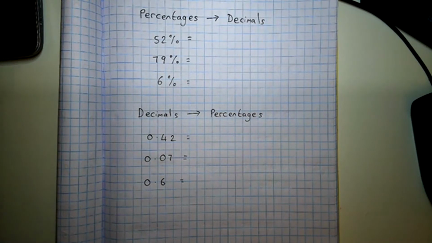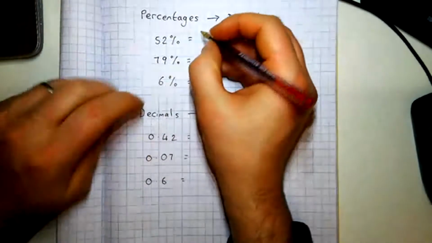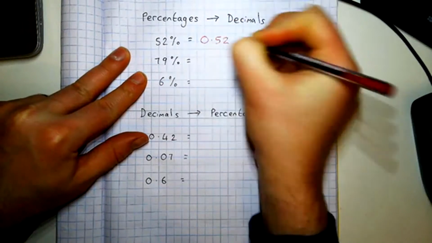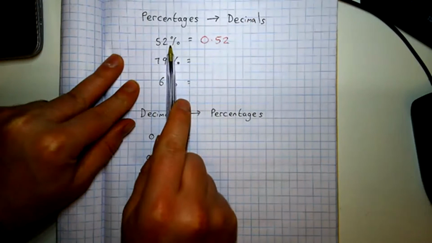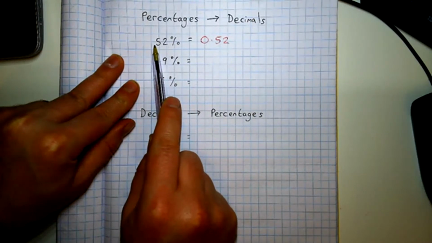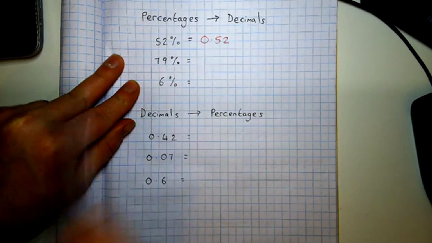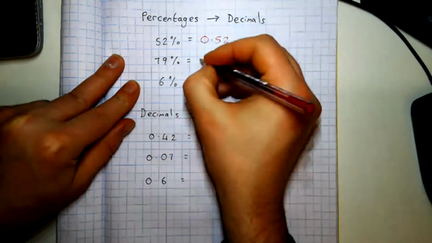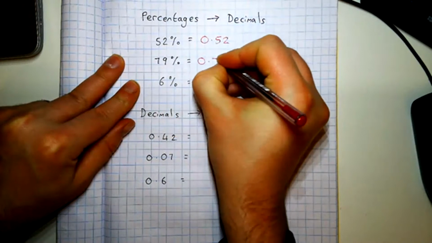So 52 divided by 100 is going to become 0.52. So we move a decimal place in 2 places, so it's in front of the 5, 0.52. We're going to do the same to the 79, and it's going to become 0.79.